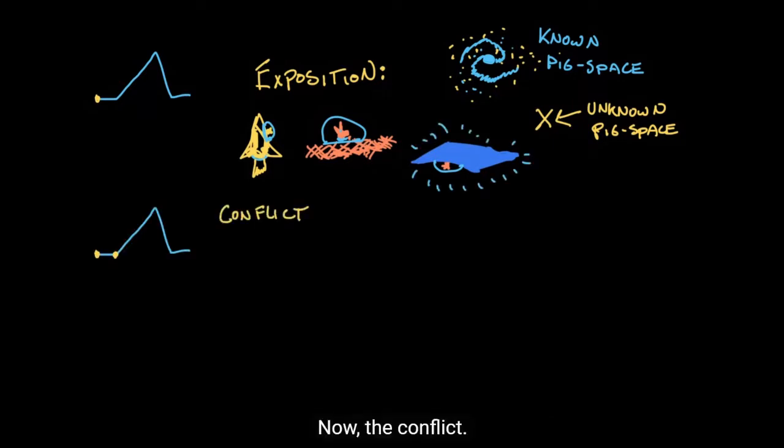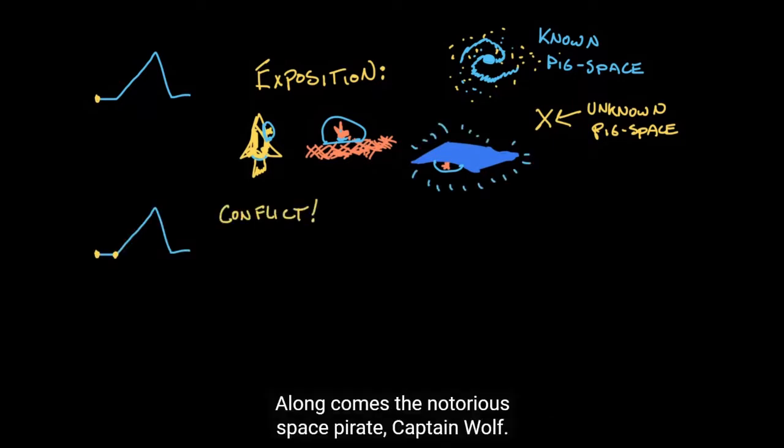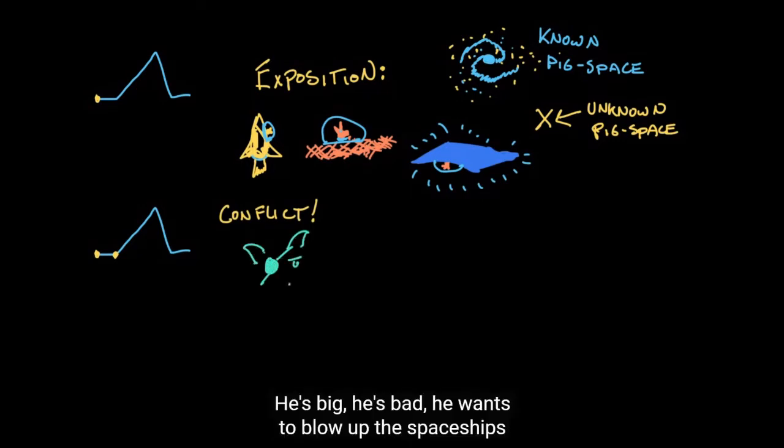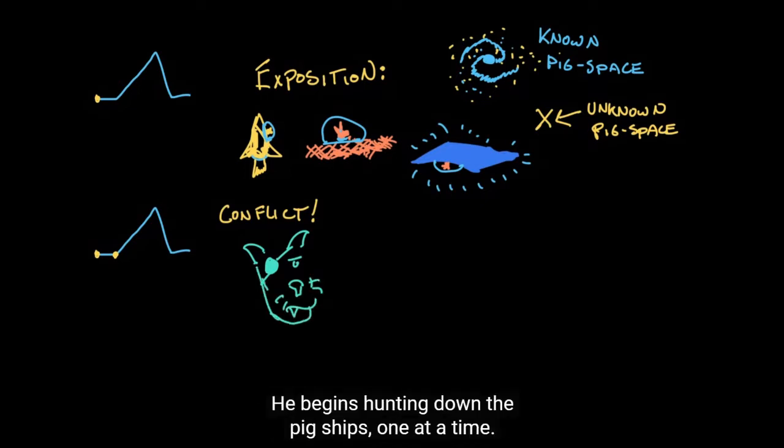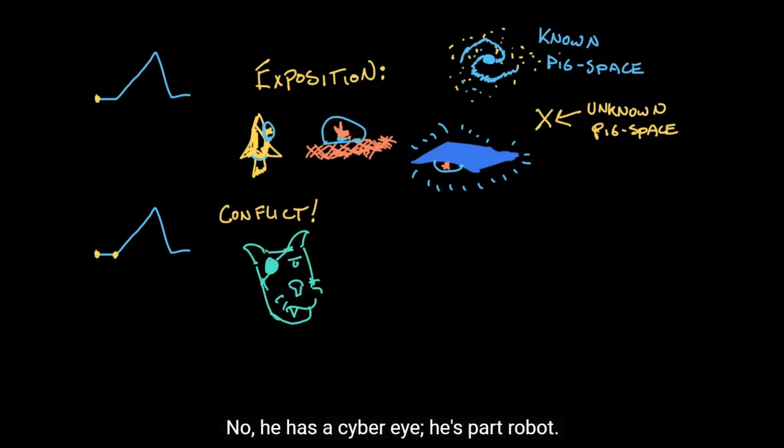Now, the conflict. Along comes the notorious space pirate, Captain Wolf. He's big, he's bad. He wants to blow up the spaceships and eat the pigs. He begins hunting down the pig ships one at a time. I think Captain Wolf has an eye patch. No, he has a cyber eye. He's part robot. And now we enter our rising action phase.